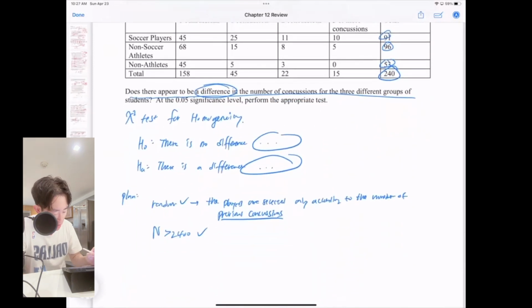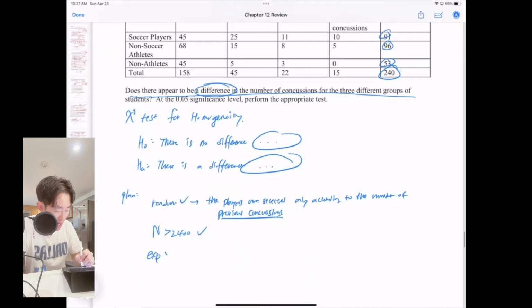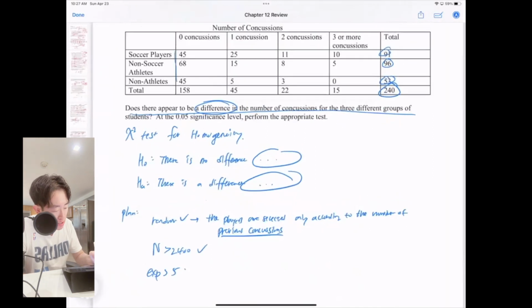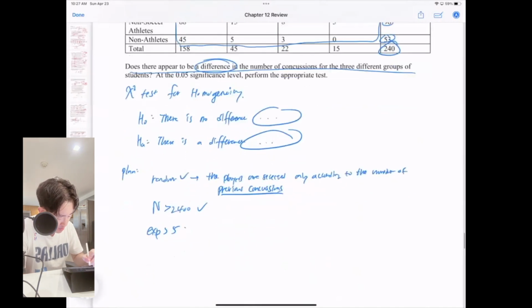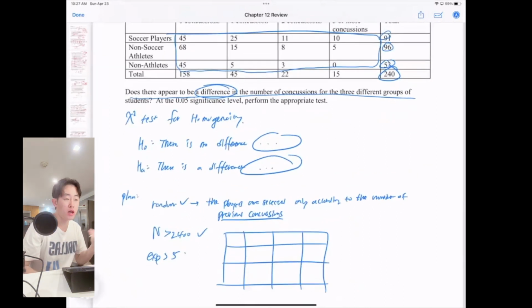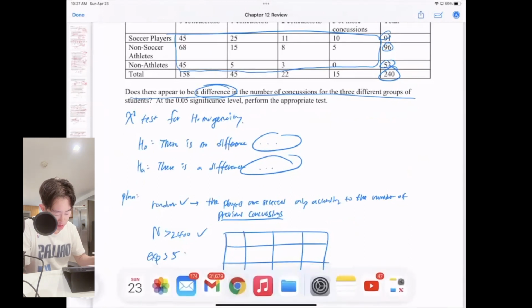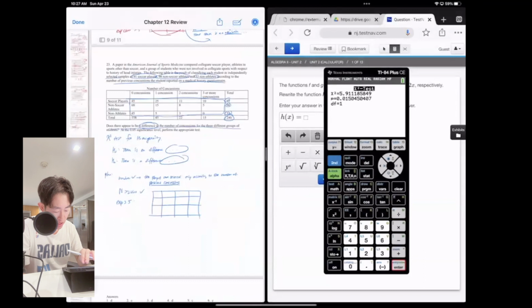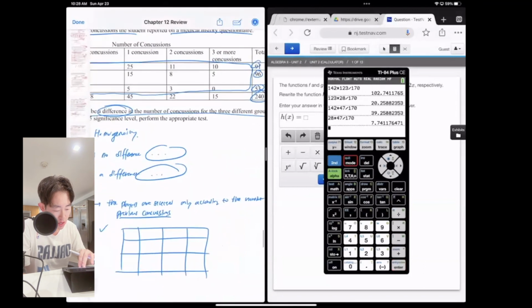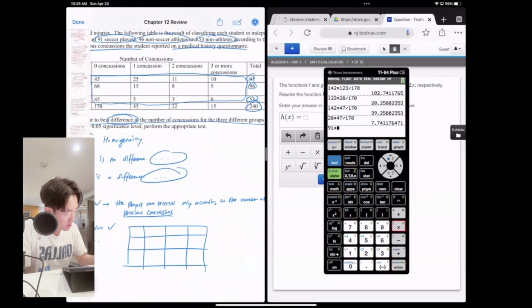And each expected count has to be greater than 5. So that is where it gets really annoying to do. This is going to be a 4x3 matrix, which we still have to create by taking all the rows and all the columns and multiplying them. Even though it's going to be very tedious, we have to do this. Otherwise, we can't really solve for these types of questions. This is the most tedious part, but it's not that bad.